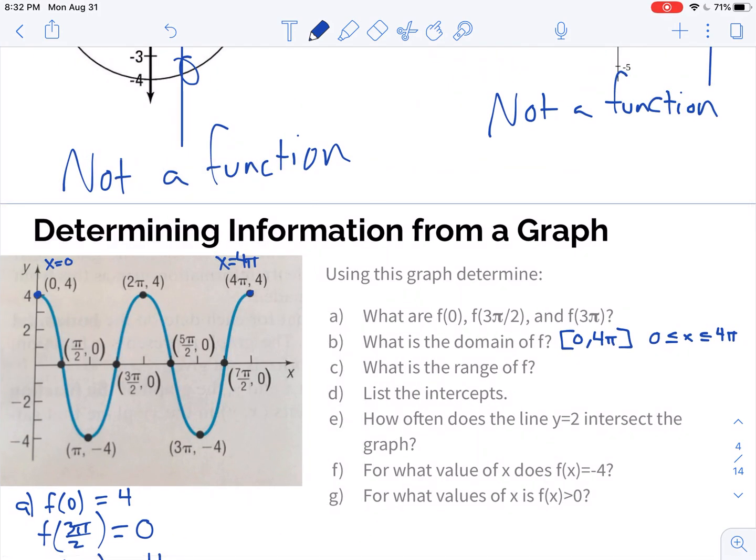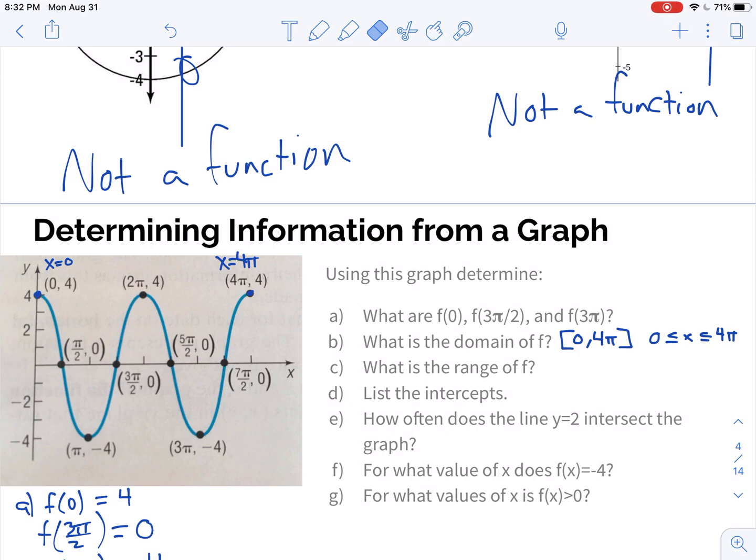Now let's say that this function continued onward over and over, and we had arrows going in either direction. Well, then my domain would become all real numbers. But my domain is not all real numbers in this case. My domain in this case is only 0 to 4 pi because I have these solid endpoints.